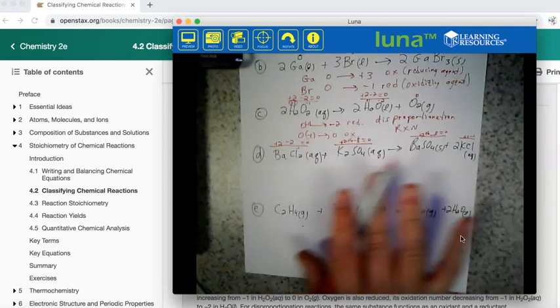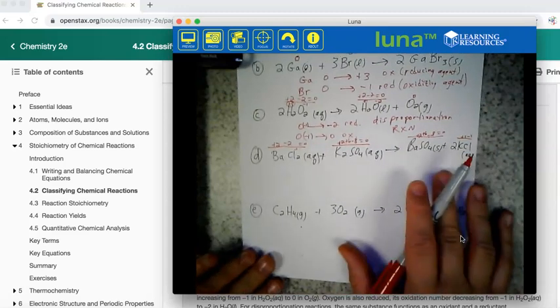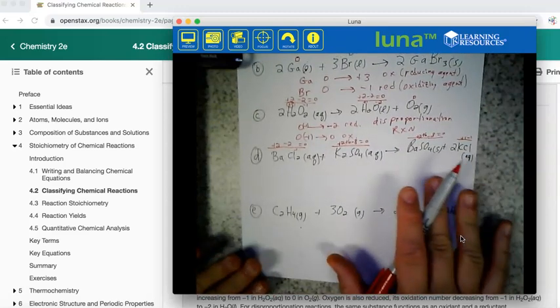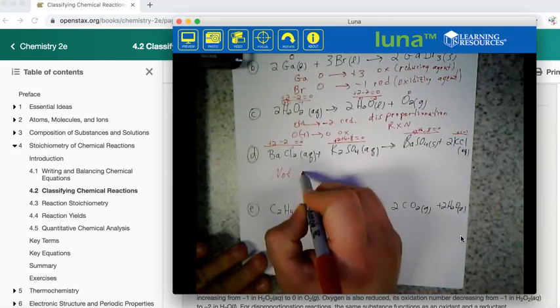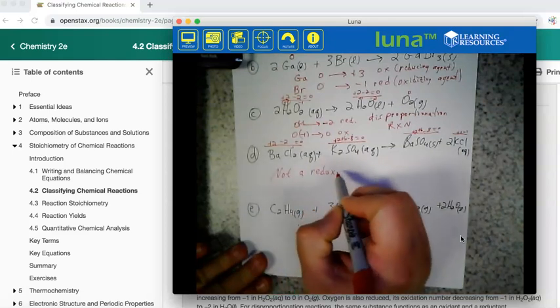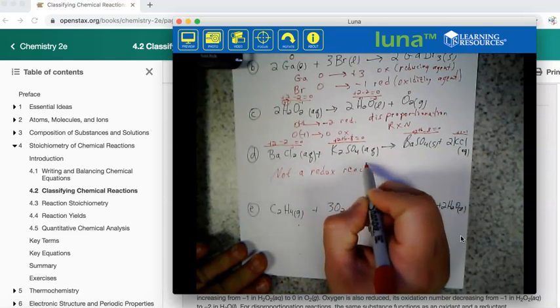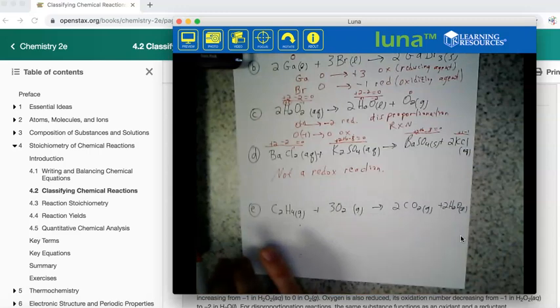So you don't see a change in the oxidation numbers. So there's really no redox reaction going on. So that's what you would classify it as. You just write not a redox reaction, and that's because the oxidation numbers do not change.